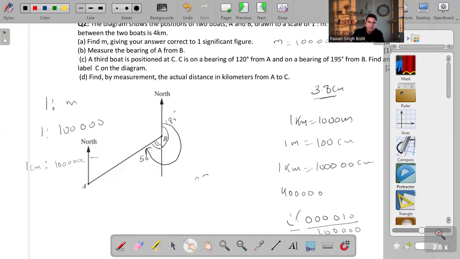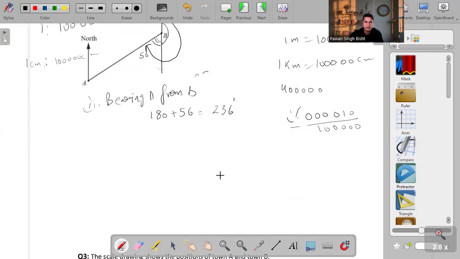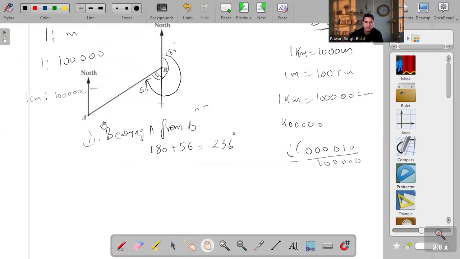Okay, so what will be the bearing of A from B? Second part, bearing of A from B, 180 plus 56. So 180 plus 56 is 236 degrees, right? So this is a reflex angle greater than 180. So until here it's 180 and we find this remaining. So 180 plus 56, 236, is the bearing of A from B. Understand? Clear?